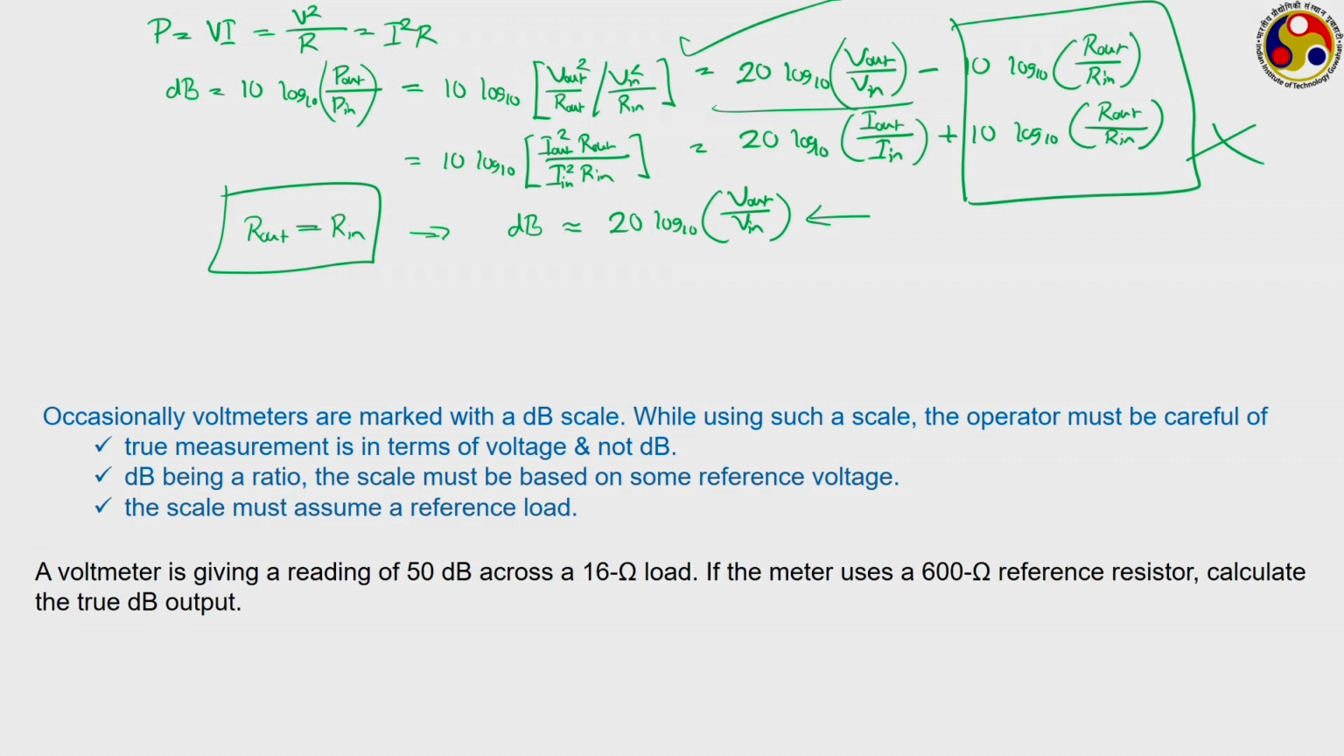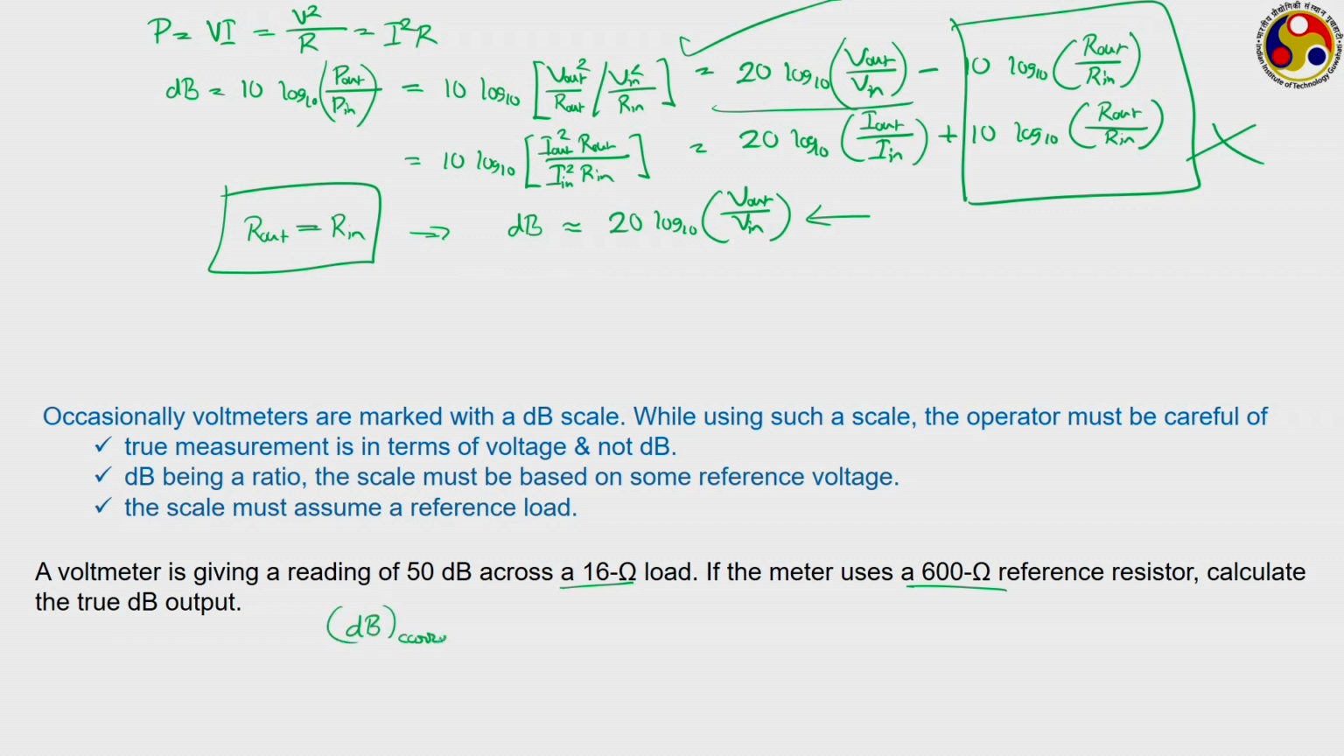One numerical problem we can check out to see the effect of this resistance. Here we are talking about a voltmeter which is having a reading of 50 dB across a 16 ohm load. If the meter uses a 600 ohm reference resistor, calculate the true dB output. That is, it is giving you an output of 50 decibel across a resistance of 16 ohm, and during calculation we have assumed R out and R in to be equal, but practically speaking one is 16 ohm, other is 600 ohm, the reference. So, we have to calculate the correct dB by considering this.